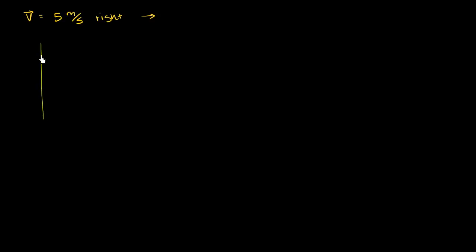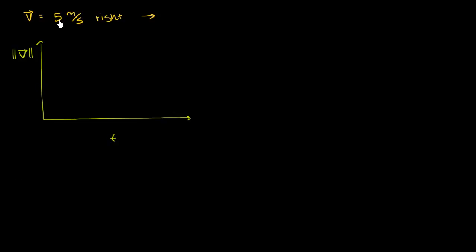So this is my velocity. I'm actually going to only plot the magnitude of the velocity, and you could specify that like this. So this is the magnitude of the velocity. And then on this axis, I am going to plot time.